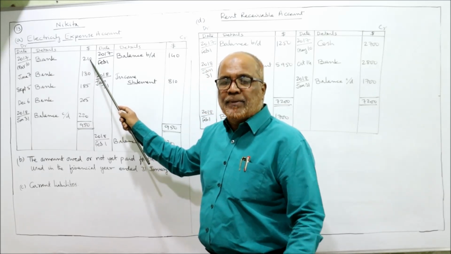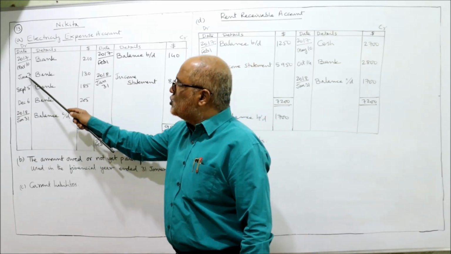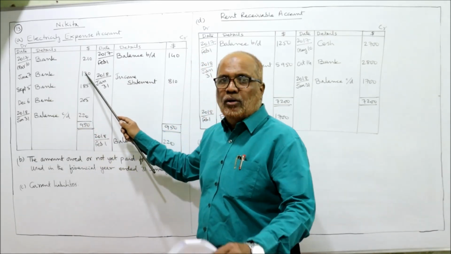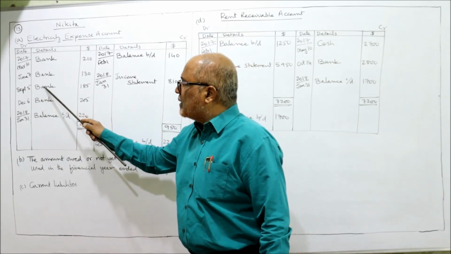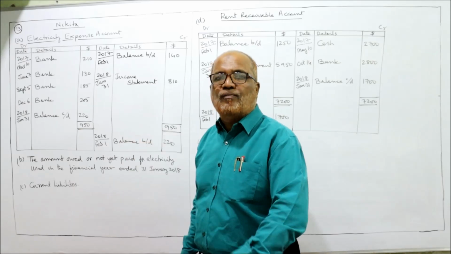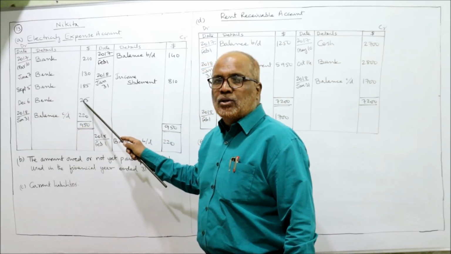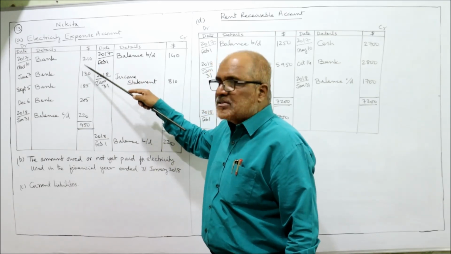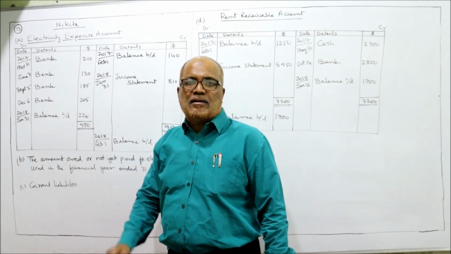First payment made. The second payment made June 7th, $130. June 7th, bank, $130. Next, September 5, $185. September 5, $185. Then December 6, $205. So December 6, $205. So all the payments I have taken on the debit side, because when payment is made, electricity debit, bank credit.